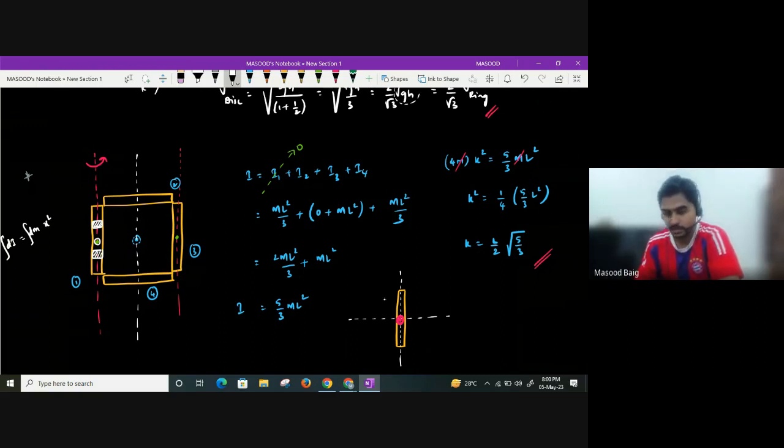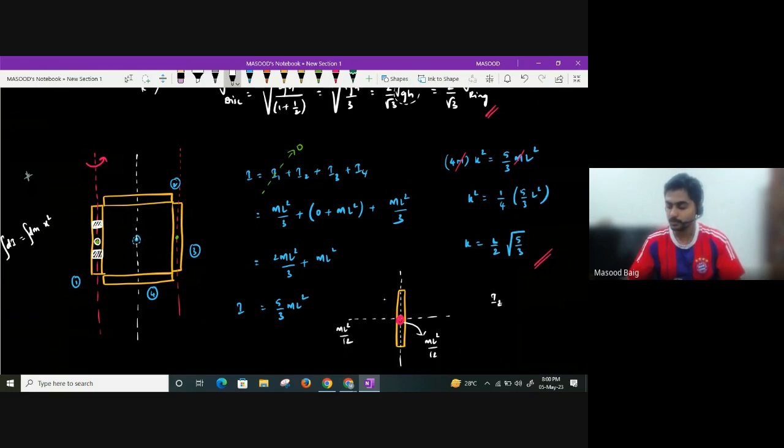Now, is this axis also passing through the center and perpendicular to the length or not? This is the first axis. You take a rod; this is the axis, the first axis passing through the center and perpendicular to the length. It is ML square by 12. This axis also passes through the center and is perpendicular to the length. So if I take about this axis, it is ML square by 12. About this axis also, it should be ML square by 12.